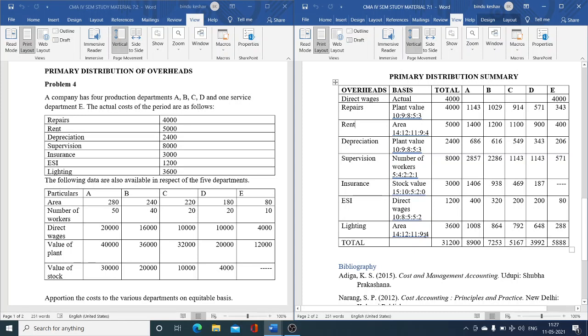So based on this ratio, the amount will be distributed among the different departments, and the total of all the departments will be found out. So we have the total 31,200 for A department, 8,900 for B department, 7,253 for C department, 5,167 for D department, 3,992, and the last department E 5,888.